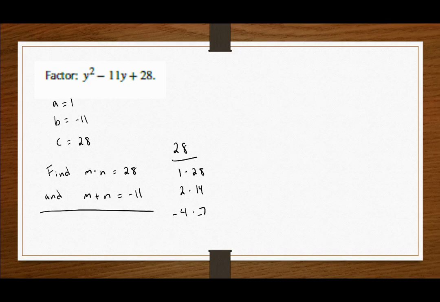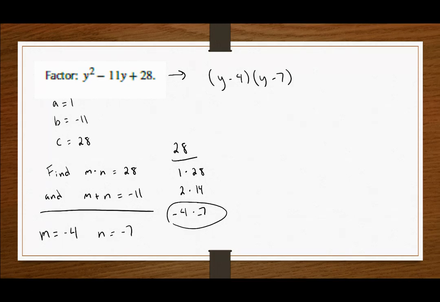For instance, 4 plus 7 would give me positive 11 and still multiply to give me 28. But if I make them both negative, suddenly it works for both of my equations. Those are the two values that I will then use for m and n. So I get a final answer here, when this factors, of y minus 4 times y minus 7 for the solution.